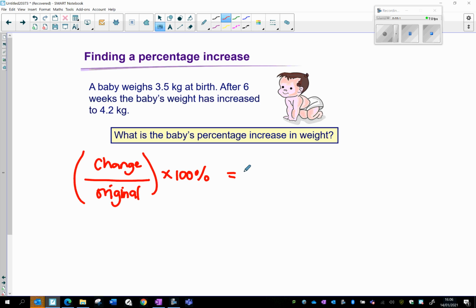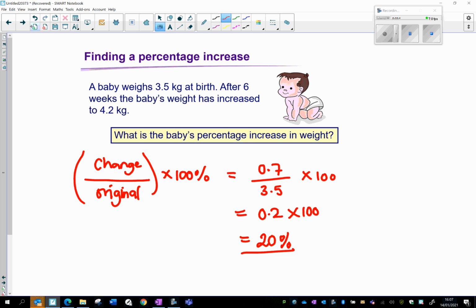So here we have the baby's weight changed from 3.5 to 4.2. Well, that is a change of 0.7 kilograms. Divide by what the baby weighed in the first place. Well, that is the 3.5. Now I'm going to multiply that by 100, but first of all I'm going to work that out, and if you do 0.7 divided by 3.5, that comes out as 0.2. So I'm going to do 0.2 times 100. To multiply 0.2 by 100, I'm just going to move the decimal point 2 places right, and I get 20%. So the weight of the baby has gone up by 20%. That's the baby's percentage increase in weight.